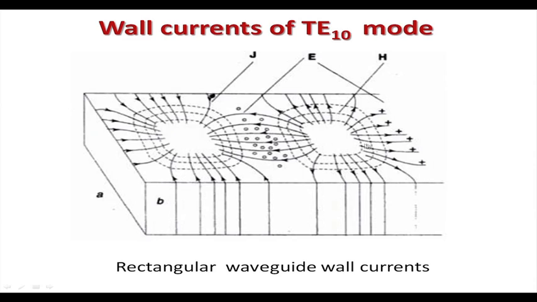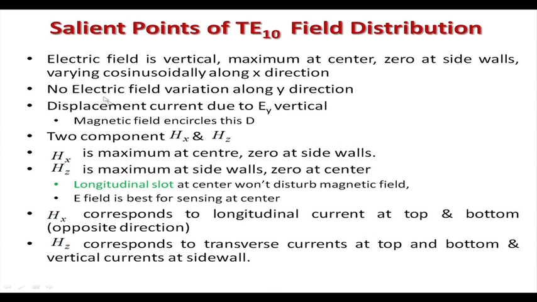That is why the slot is cut at the middle in a rectangular waveguide, which is working with T10 mode. So, electric field is vertical, maximum at center, 0 at side walls and varying cosinusoidally along a direction. Here the H field has both Hx and Hz components that we have already seen. Hx is maximum at center, 0 at side walls, etc. So, the longitudinal slot at center won't disturb the magnetic field. E field is best for sensing because it is highest.